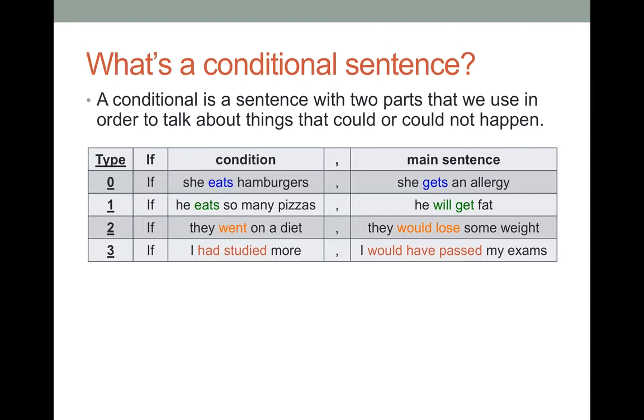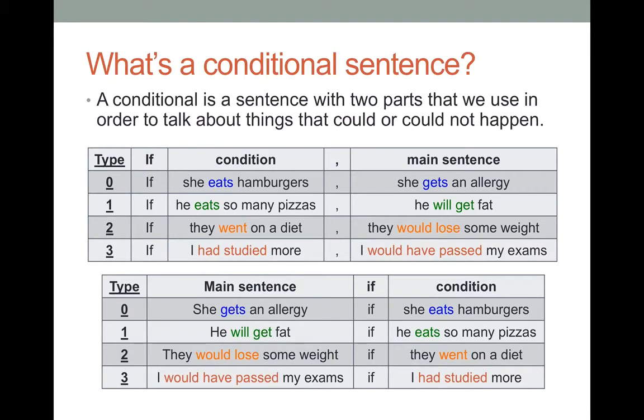Now, first of all, what is a conditional sentence? A conditional sentence is a sentence with 2 parts that we use in order to talk about things that could or could not happen. The first part of the sentence is the condition, and the second part is the consequence. Now, the order of the 2 parts can be reversed, and we can have first the consequence and then the condition. The only difference is that if we change the order, the comma is eliminated, and that is very important. Now, let's see the different types of conditional sentences we have.